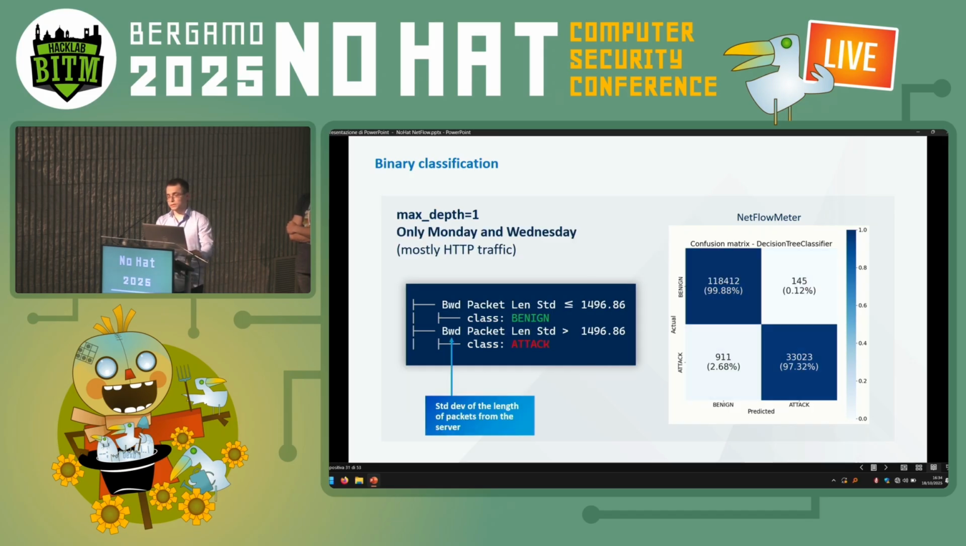However, something interesting happens if we only train using the data from Monday and Wednesday, which is our denial of service day. So this is mostly HTTP traffic. Then we get again an if-else rule on the second most important feature that we got before, which is the standard deviation of the length of packets from the server. But this time the performance is actually good.